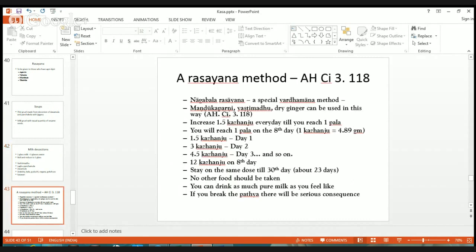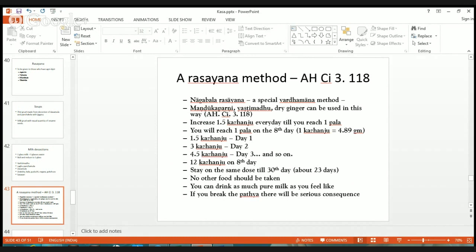This is a very beautiful rasayana method that is described, which I wanted to specially share with you. It is called Nagavala Rasayana, a Vardhamana method. Vardhamana means that which goes on progressively increasing with time, slowly, and strengthens the system to such a limit. So if somebody has a chronic and recurring pathology which comes every year in a particular season, it is because of the weakness of the system. So this kind of Rasayana method can be adopted.